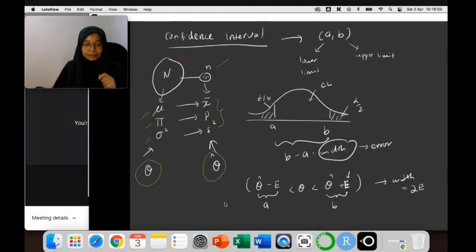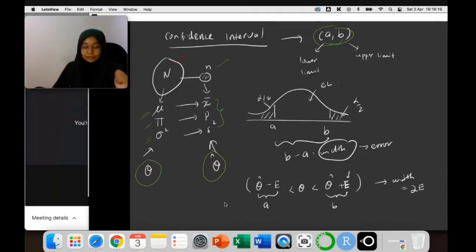So in confidence interval, what you need to do is find your lower limit and your upper limit. So jadinya you punya value akan berada dalam nilai ini sahaja. Cannot be less than your lower limit, cannot be more than the upper limit.